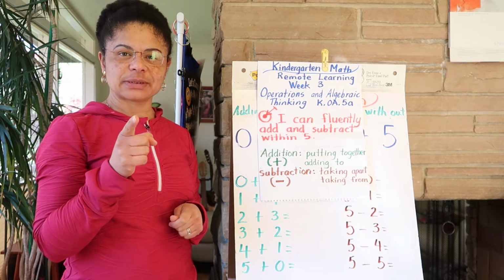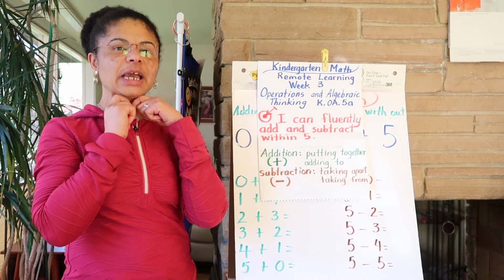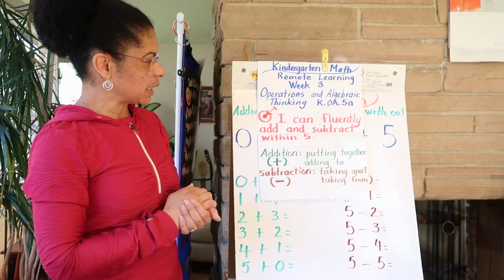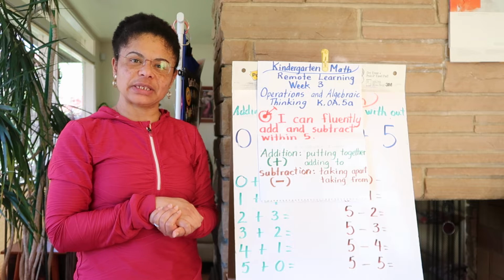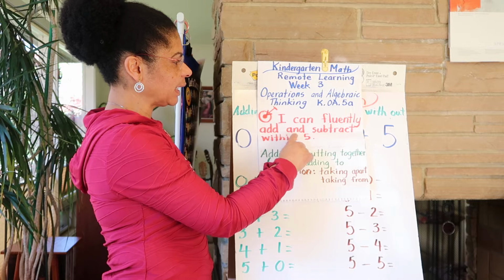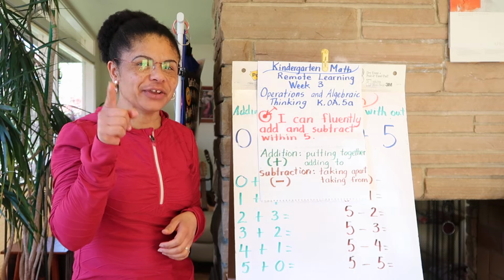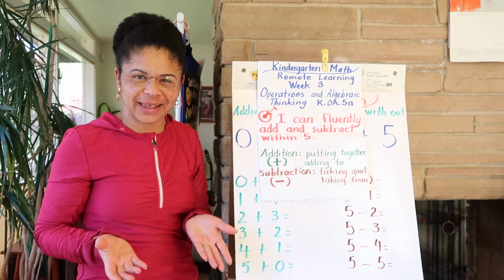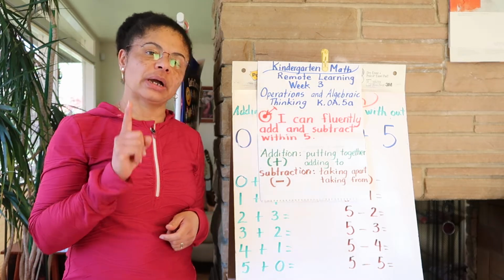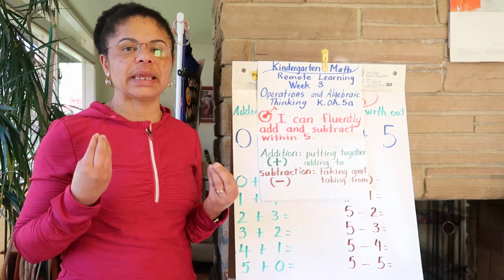So kindergarteners, mathematicians, are you ready? Put your thinking caps on, tie them really hard, and get busy. Because our learning target this week is I can fluently add and subtract within 5. What was that? I hear you say, I already know that. I know that you know how to add and subtract within 5. We were practicing that a lot.